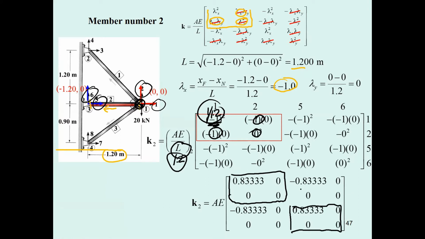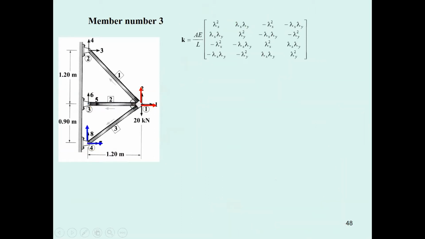Then just revert the side of the member and put it into the yellow block over here. We finish number 2, so go to member number 3. In member number 3, we have the near end at node number 1 and the far end at node number 2, and the coordinates are 0, 0, 0 over here, and minus 1.2 and minus 0.9. This member is in quadrant number 3, so lambda sub x is minus, lambda sub y is minus.